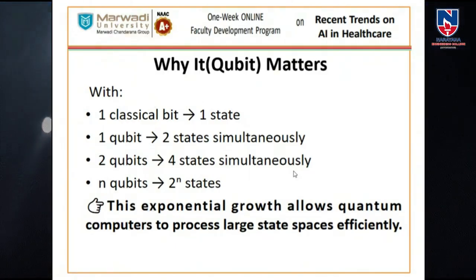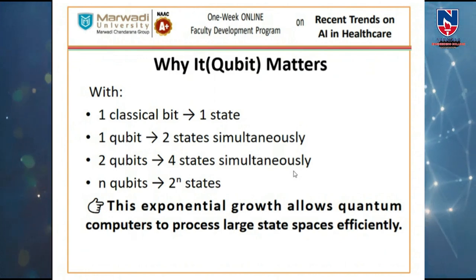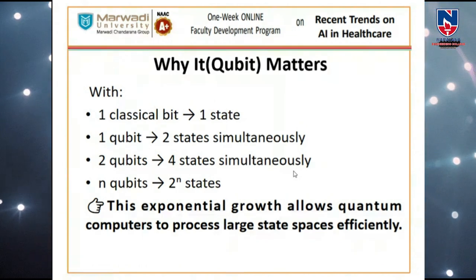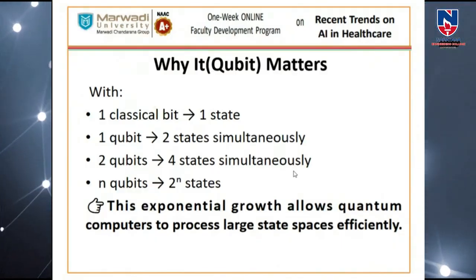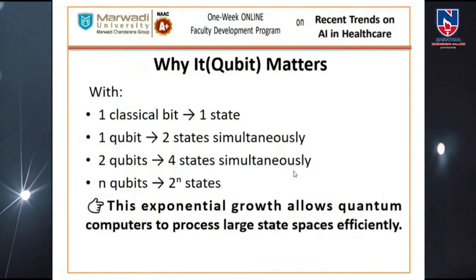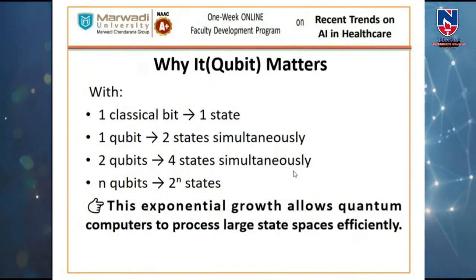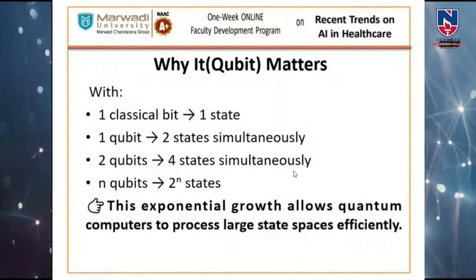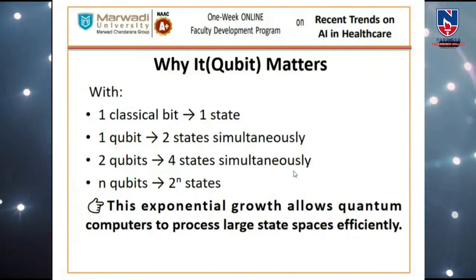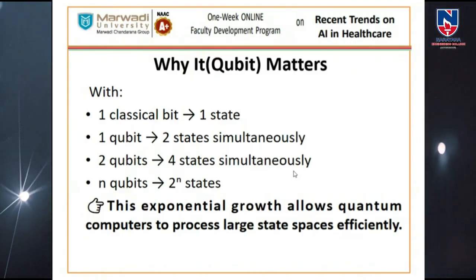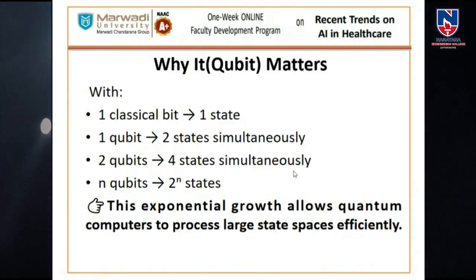As I mentioned, you need a lot of accuracy. Moreover, if you compare, for example, one classical bit is able to work with only one state. If I use one quantum bit, we have two states simultaneously, that means 0 and 1. I'll come to what a qubit is and what the superposition principle is in the next slide.